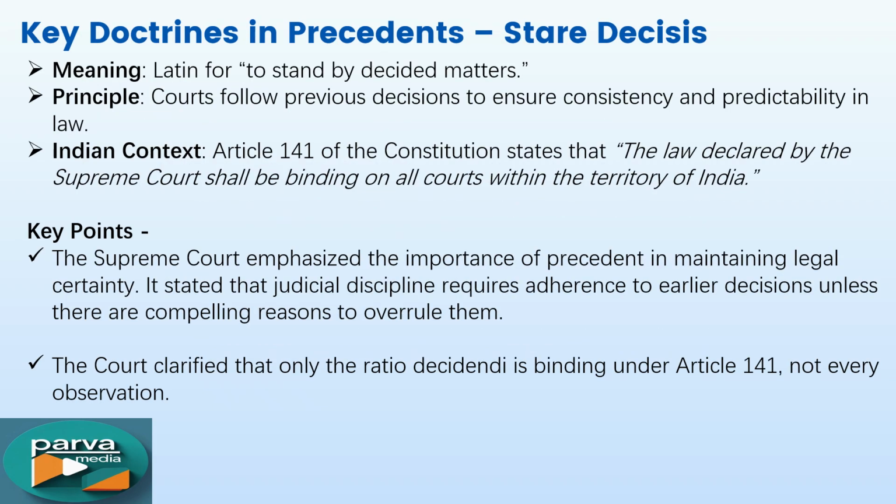Let's begin with the foundational principles that anchor judicial consistency. There are three key doctrines in precedents. One is stare decisis, the second is ratio decidendi, and the third is obiter dicta. Here we will be discussing stare decisis. Stare decisis is a Latin phrase meaning to stand by decided matters. This doctrine is central to the functioning of the common law system, including in India. Stare decisis ensures that courts follow previous decisions. This isn't just tradition, it is a mechanism for maintaining consistency, predictability and stability in the law.